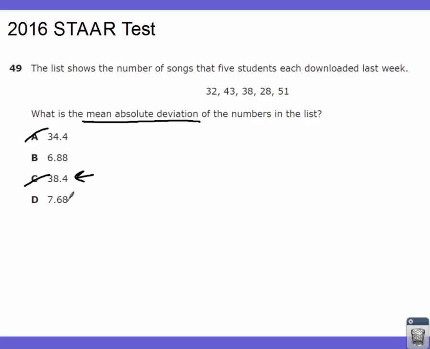Now, when you calculate it out, you find out that B is our correct answer. So that is how we do mean absolute deviation and how it's tested on the STAR test.